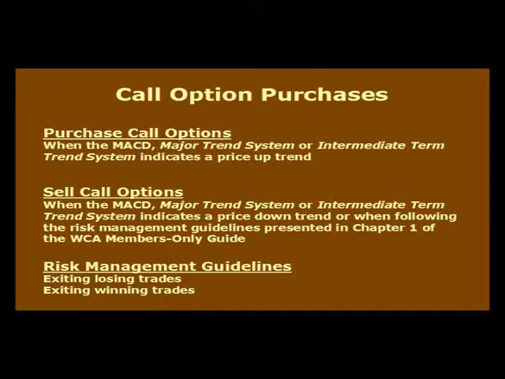Let's take a more detailed look now at call option purchases. We want to utilize the three trend following systems to identify buy and sell signals for call option purchases. When the MACD major trend or intermediate term trend system indicates a price uptrend, traders can purchase call options. We also want to use the same 52-week high and leading industry group trend confirmation indicators just presented to find stocks with the best profit potential for call option purchases.